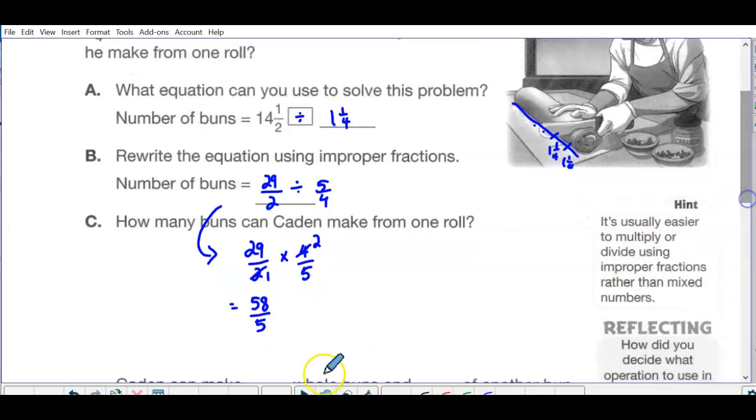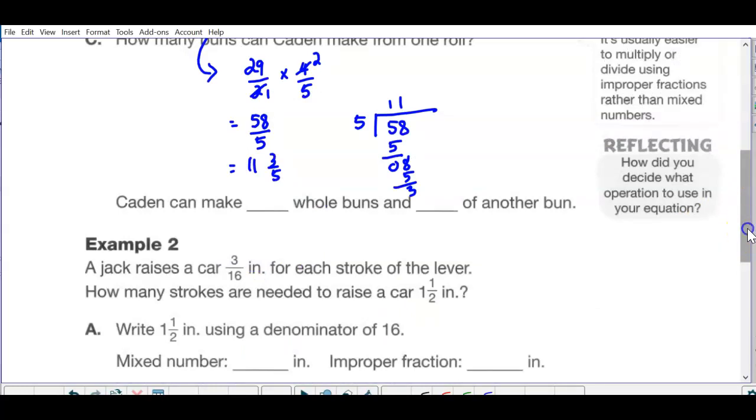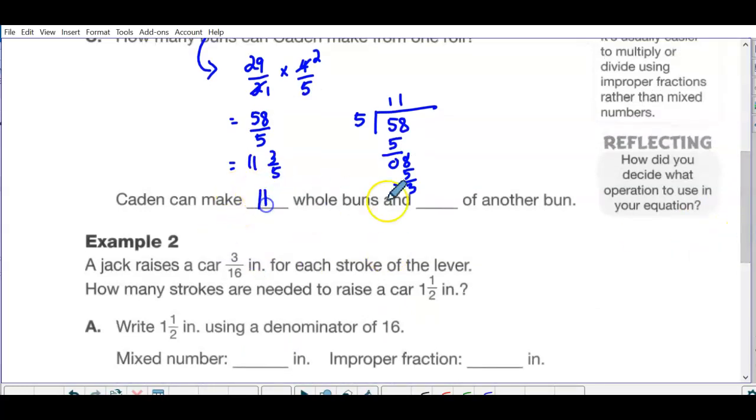Okay, so now it says how many buns. 5 doesn't go into 58, so we're going to be approximate here. So if you go 5 into 58, that goes in 11 times, and really this is 11 3/5. So it makes 11 whole buns and 3/5 of another bun.